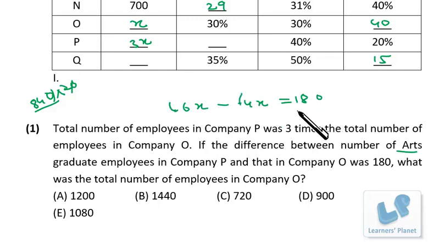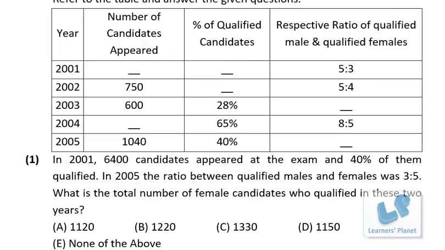So 2x is 1800, so x is 900. So the strength of company O, that is x, is 900. Okay, so that's pretty simple. I hope you are clear with all the questions of this set.